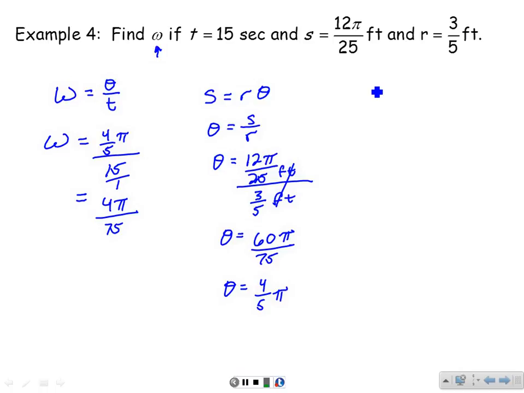and time is going to be seconds, so it is radians per second, because this is going to be 15 seconds. So we do have radians per second. Again, you can change that to a decimal if you want to, but I think I'm just going to leave it like that. So this would be your answer, 4 pi over 75.